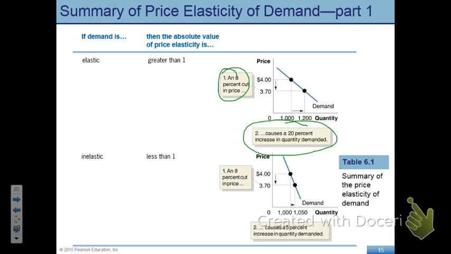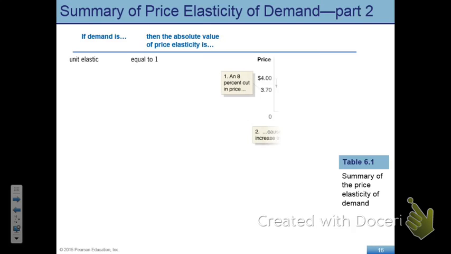If it is inelastic, then an 8% cut in price causes less than an 8% change in quantity demanded. Let's say in this case a 5% change. So that's inelastic. You could have a rare situation where a given percentage change in price, like 8%, causes an exact 8% change in quantity demanded, which means that the denominator and the numerator in our elasticity calculation are identical, which means that our demand is unit elastic.